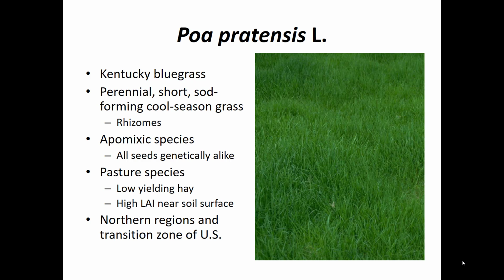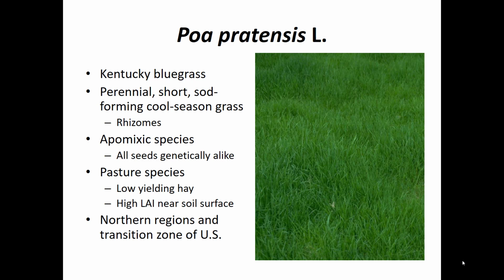It's a perennial, short, sod-forming cool season grass that can spread by rhizomes. And even though we say that tall fescue has short rhizomes and theoretically can spread, bluegrass is really the only cool season, true sod-forming grass that we have commonly in Kentucky.